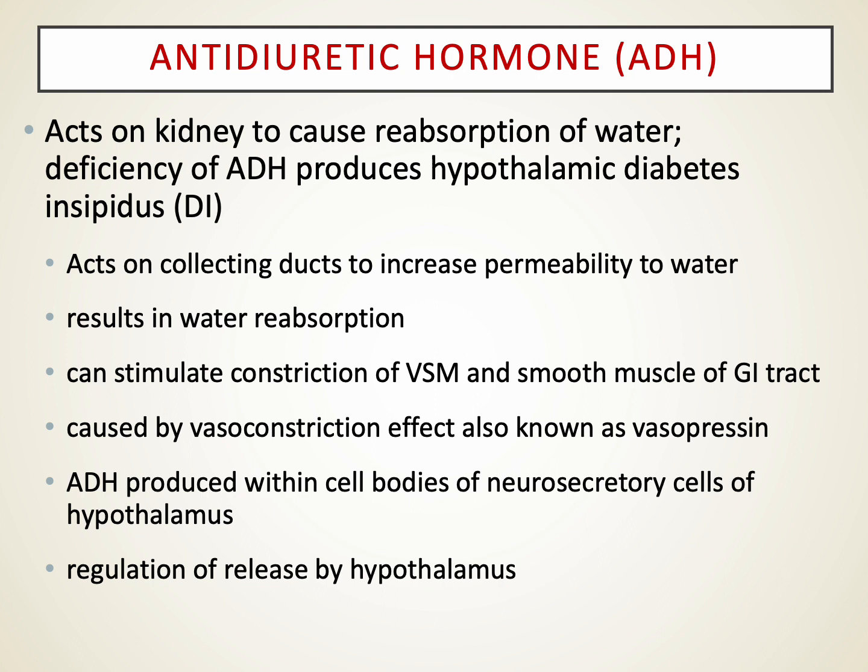So when we see an effect where there's either too little or too much ADH secretion, too little is diabetes insipidus, and too much antidiuretic hormone is known as the syndrome of inappropriate secretion of ADH.